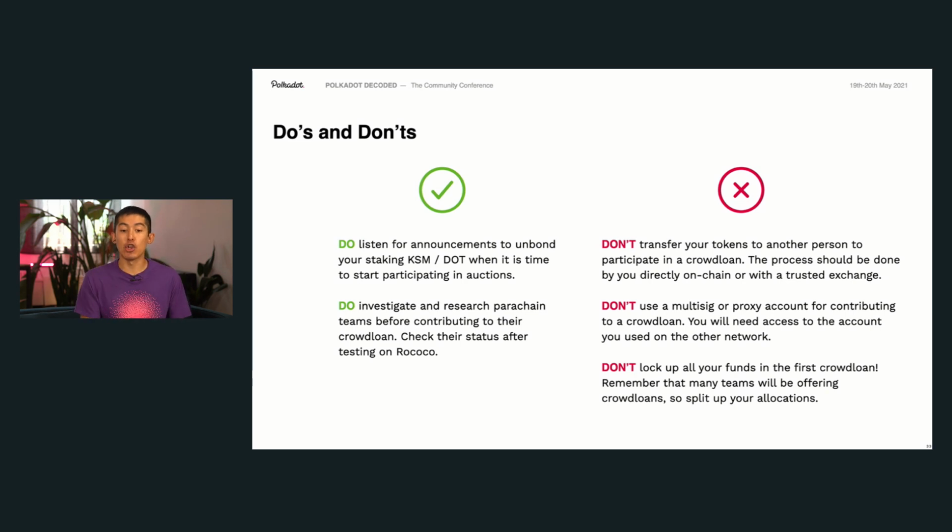And also, you definitely don't want to lock up all of your funds in the first crowdloan. Remember that many teams will be doing crowdloans, and those crowdloans may start at different times. If you lock up all your funds in the first crowdloan, you won't have funds to contribute to the other one. So definitely think ahead of time about the parachain teams and the allocations you want to make, and make sure that you're distributing your funds in a way that makes sense and allows you access to all the different opportunities that Polkadot can provide to you.